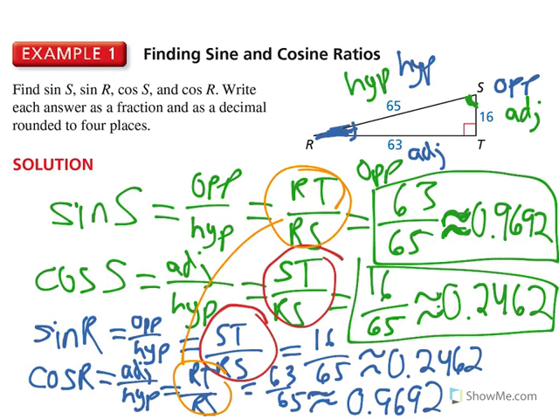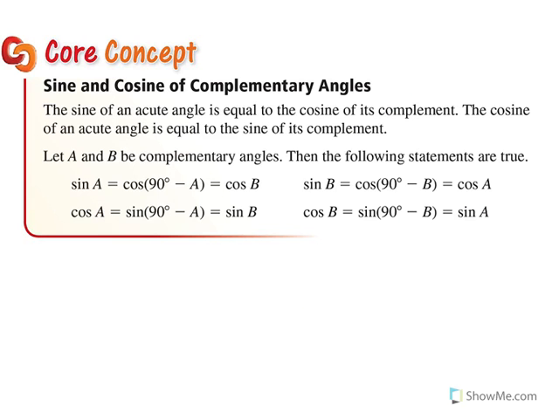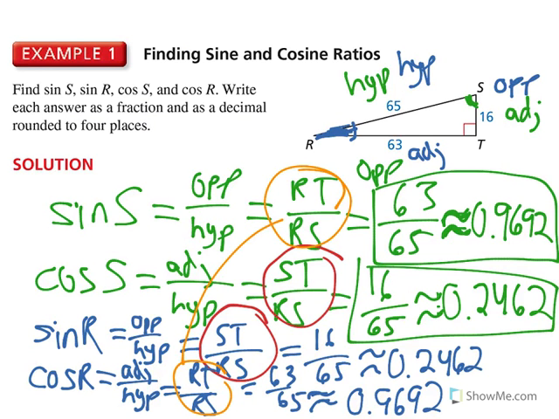And so as I was saying, we notice sine of s and cosine of r are the same. Sine of r and cosine of s are the same. So if we look at this next concept, it tells us the sine and cosine of complementary angles. When we look back at the problem that we just did, s and r are complementary, because they're in a right triangle. So if s was, say, 40 degrees, that would mean that r would have to be 50 degrees.